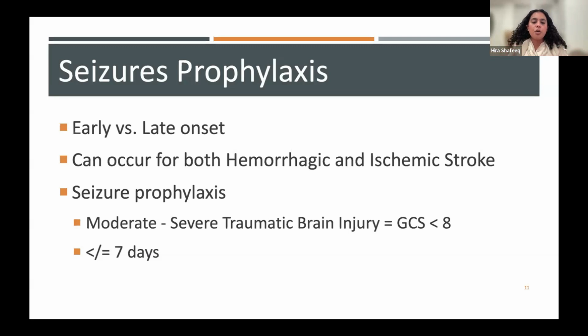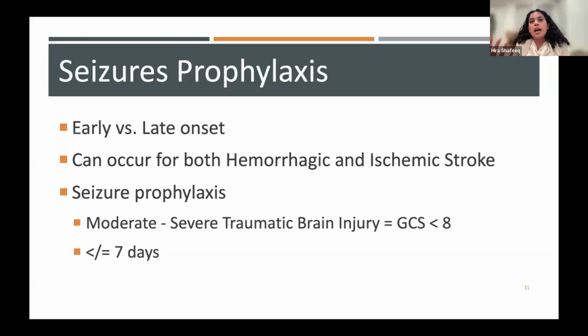So a lot of times we want to be cautious, but I think it's very important for us to know who specifically has an evidence-based indication, and how long it's important for. How long do we need it? It's important to know that seizures can occur for both hemorrhagic and ischemic stroke, but at this time, it's not really recommended for either of these patient populations, especially when it comes to prophylaxis.